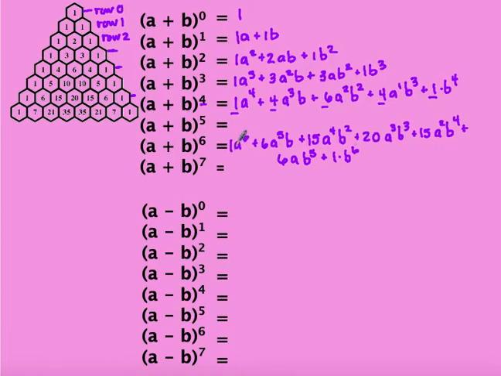So that you can see my coefficients. My coefficients are 1, 6, 15, 20, 15, 6, and 1. All the while, each adds to be 6. 6, 6, 6, 6, 6, and 6. And that's how we expand our binomials using Pascal's triangle.